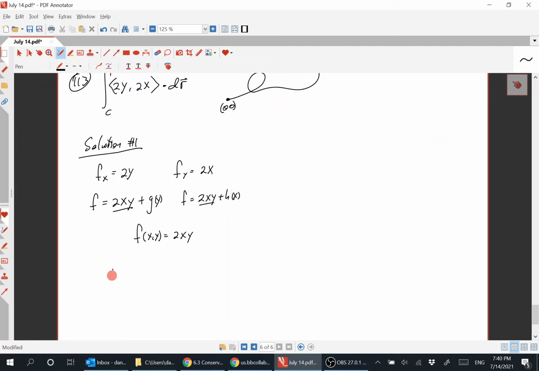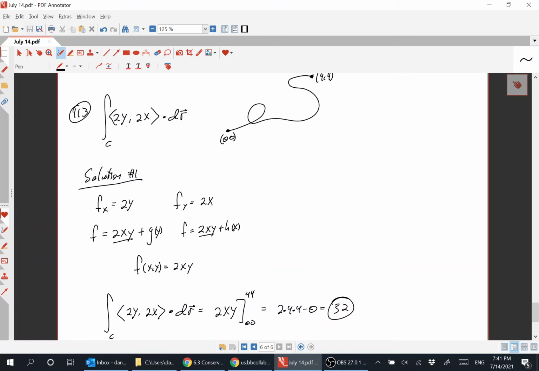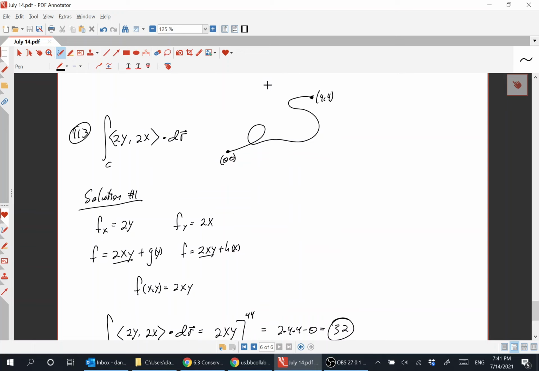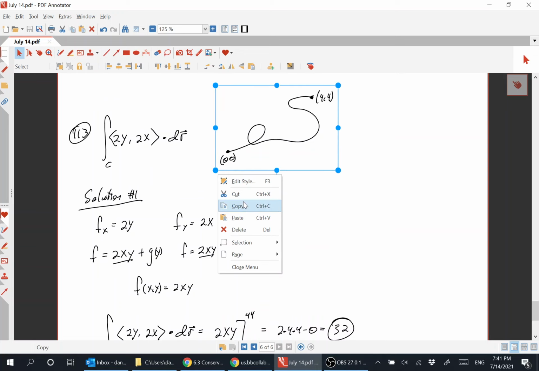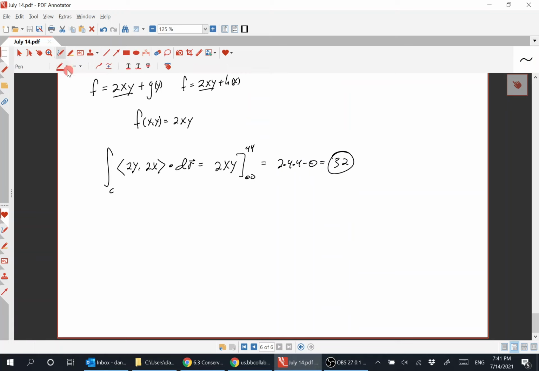Right, so the integral over C of (2y, 2x) dot dr is equal to the antiderivative 2xy evaluated from (0, 0) to (4, 4). So this is 2 times 4 times 4 minus 0, so 32. Okay, so that's one solution. Solution 2, let's just pick a curve from (0, 0) to (4, 4). We'll just make it the straight line.